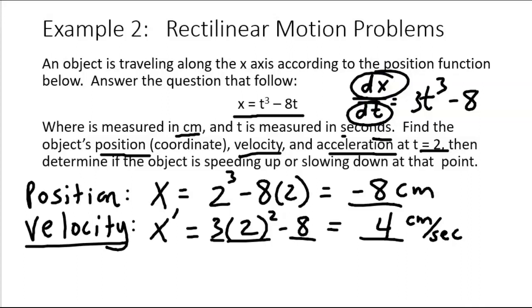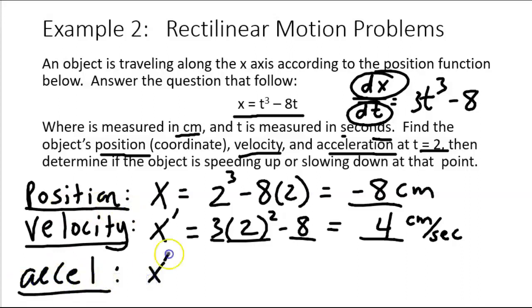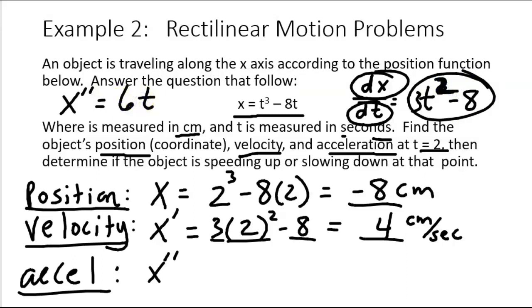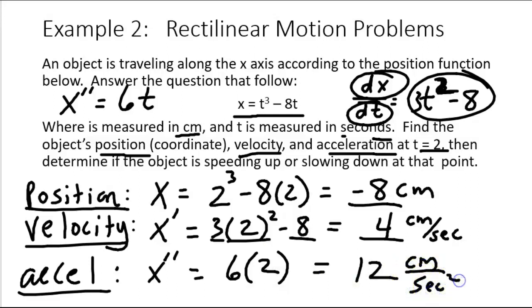Finally, they want us to find the acceleration. If you want to find acceleration, you're going to find the second derivative. So x double prime would be the derivative of this thing over here, and this was supposed to be a 2. I wrote that wrong. The derivative of 3t squared minus 8 is 6t. So 6 times t, and we're plugging in 2 for t. My acceleration would be 12, and the units for acceleration are distance over time squared, so centimeters per second squared.